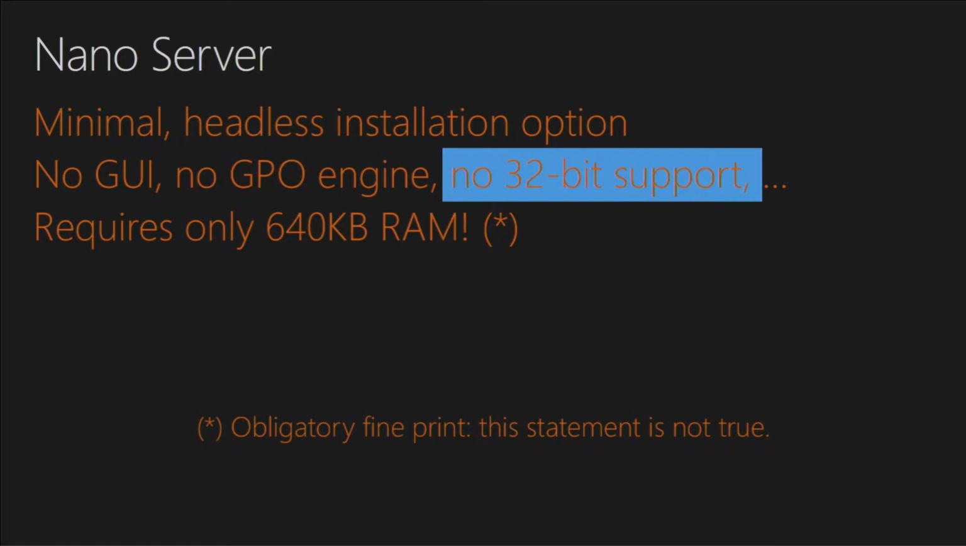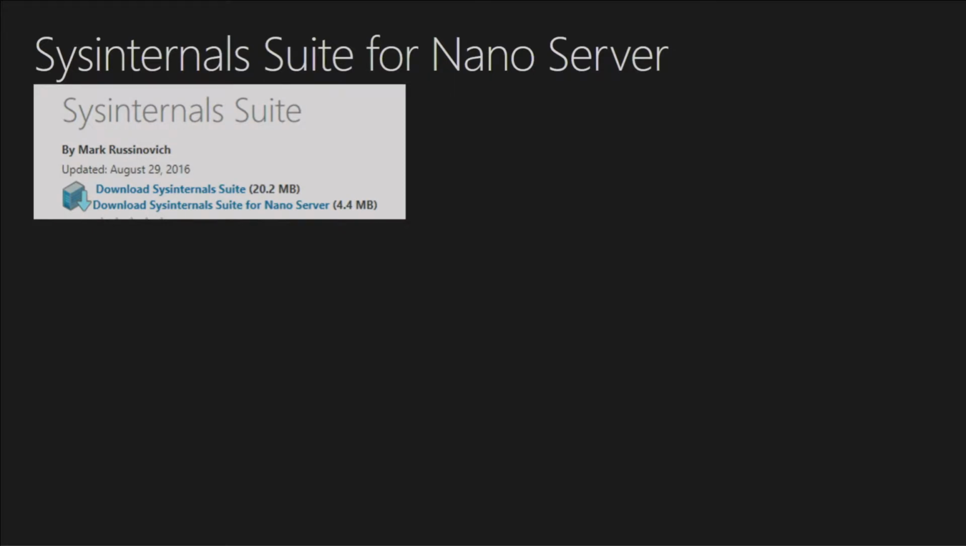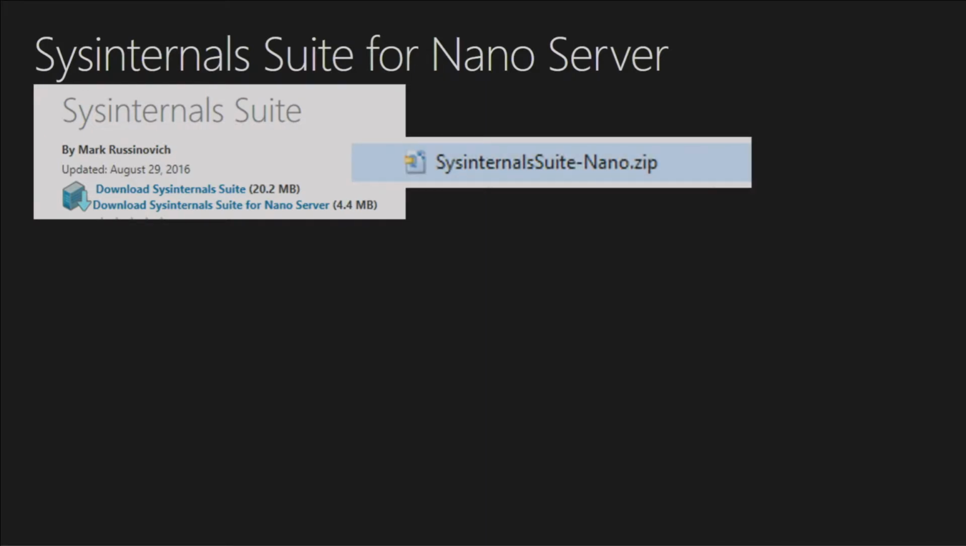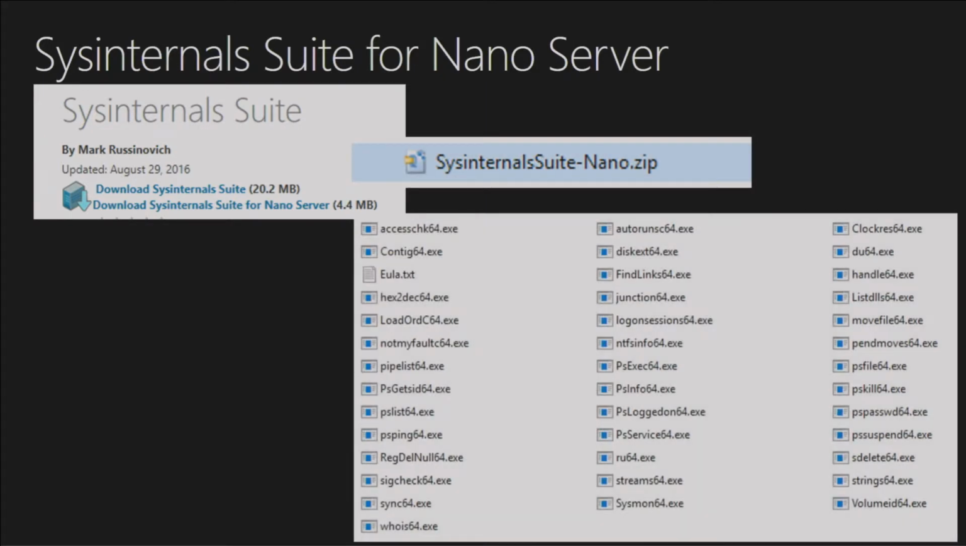So the answer to that is Sysinternals Suite for Nano Server. You go to the Sysinternals site and you can download the full suite, or you can download the package of tools that run on Nano Server. You get the Sysinternals Suite Nano zip, extract that out, and all the executables here end in 64.exe. These are all native 64-bit executables. These are all command line tools also, because there's no GUI. But all these now can run on Nano Server. And let me show you an example of that.